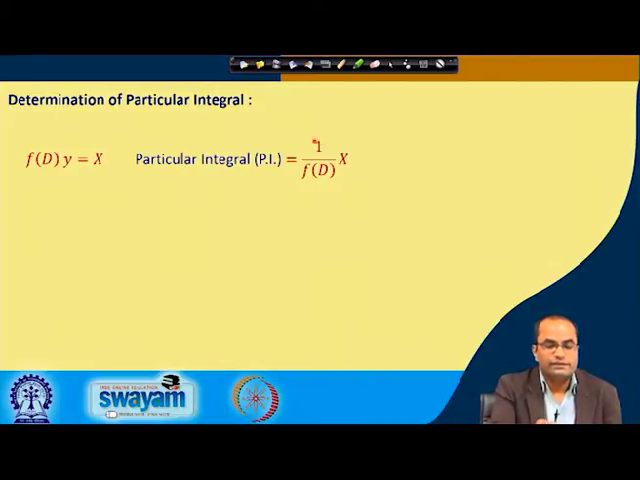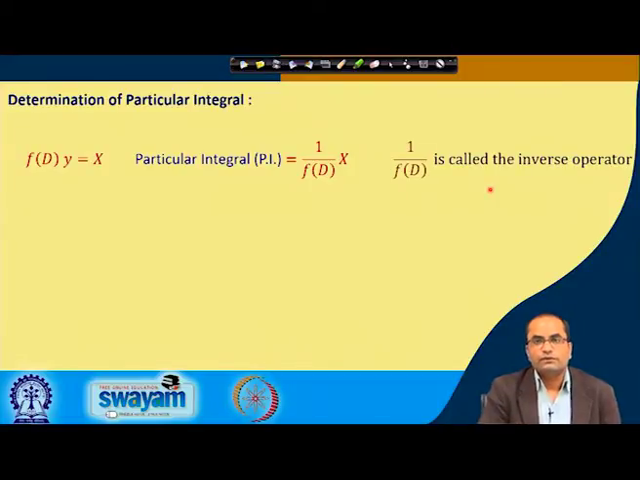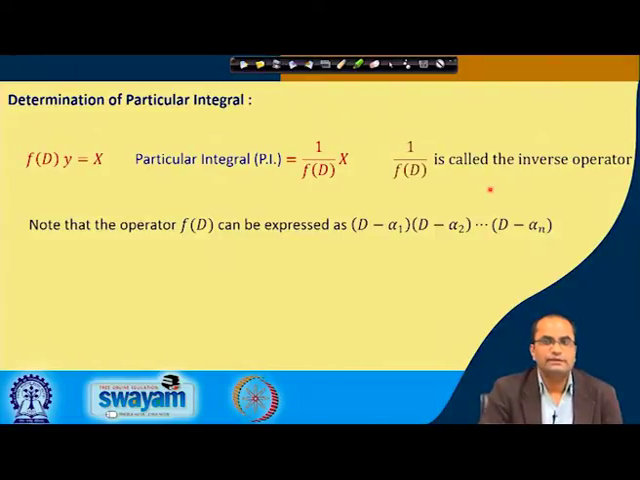So, this 1 over f(D) is like the inverse operator which we multiply to this equation, and then we get directly y as the solution, 1 over f(D) on X. We will see how to operate this 1 over f(D) on a function X of x. The idea, which was already discussed, is that f(D) can be expressed as (D minus alpha 1)(D minus alpha 2) and so on up to (D minus alpha n), where these alphas are the roots of the auxiliary equation.